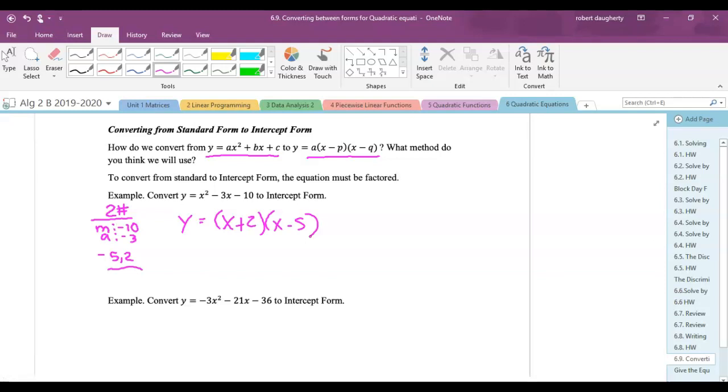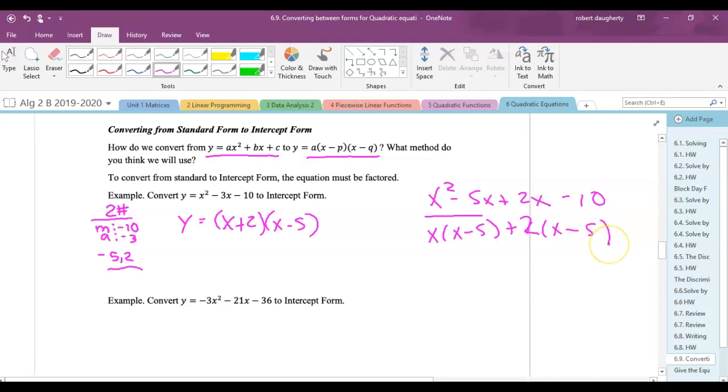Now some people, like I said, if it starts with a 1 in front of the x squared, these two numbers represent your factorization. Now you could choose to write x squared minus 5x plus 2x minus 10, factor by grouping. Okay, you can do this and go through factor by grouping. It's just extra steps if you want to take them. Okay, if this number right in front of the x squared is a 1, you factor it. This is your factorization.